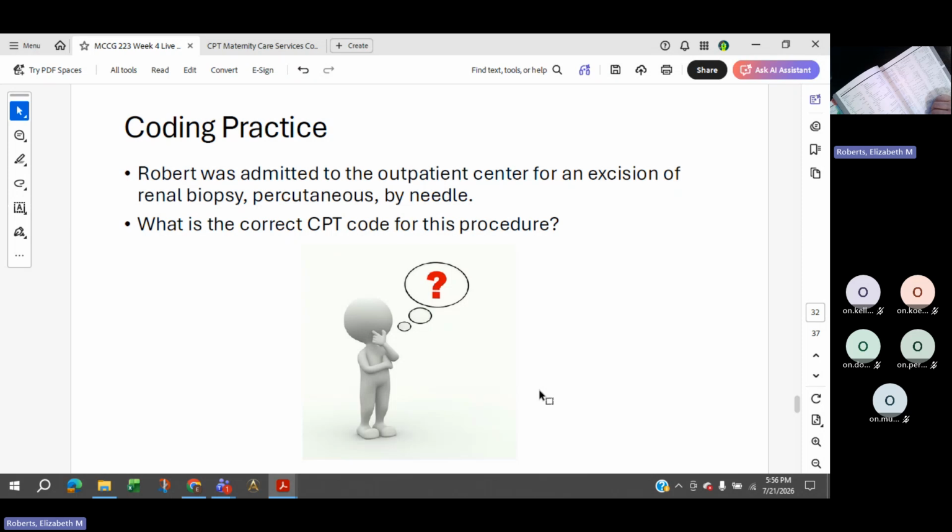So it might be a little bit difficult. I guess it's not worded very well here. So what are we doing in this? We're excising, excision of renal biopsy. So what is the actual procedure we're doing here? Yes, we're excising something, but it's for the purpose of a biopsy, right?